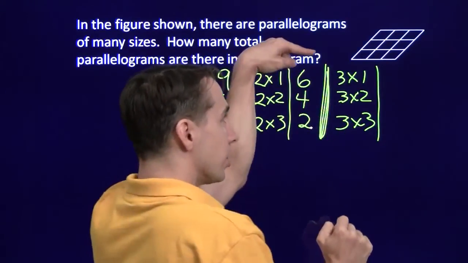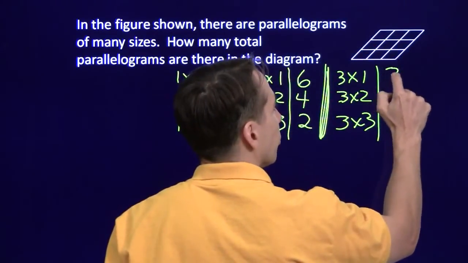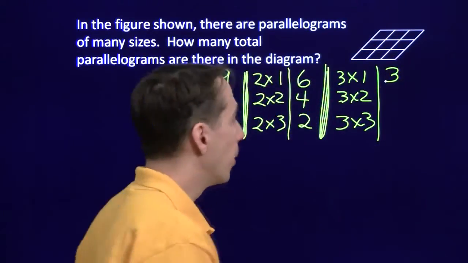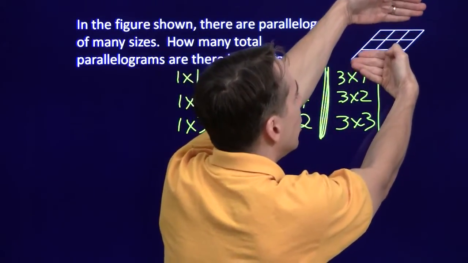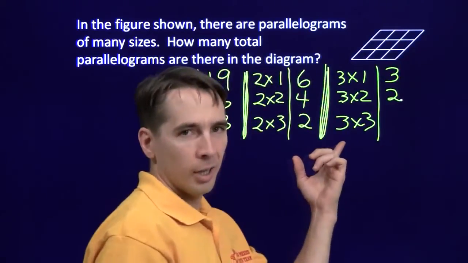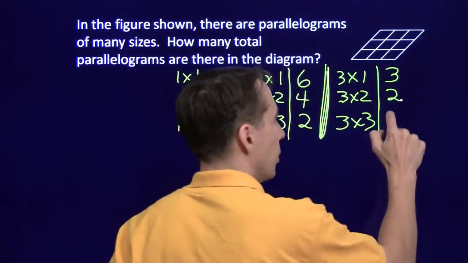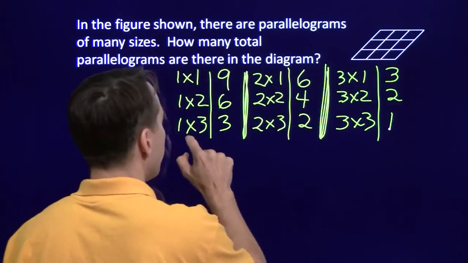Now the 3x1s, those are the rows. Whole row, whole row, whole row. There are 3 rows, there's 1 of these in each row. Now the 3x2s, it's just like the 2x3s, there's 1, there's another one, so there's 2 of those. The 3x3, that's an easy one, there's just 1 of those. So now we've got them all. We've counted all of our parallelograms.